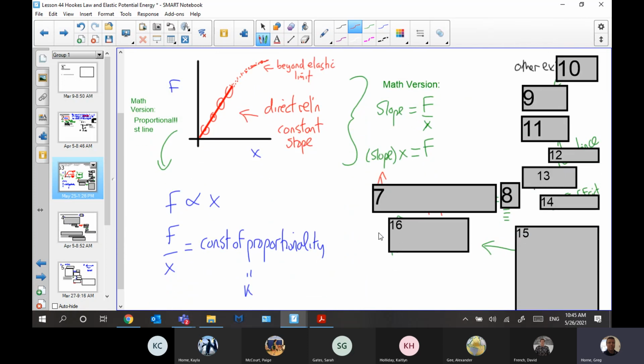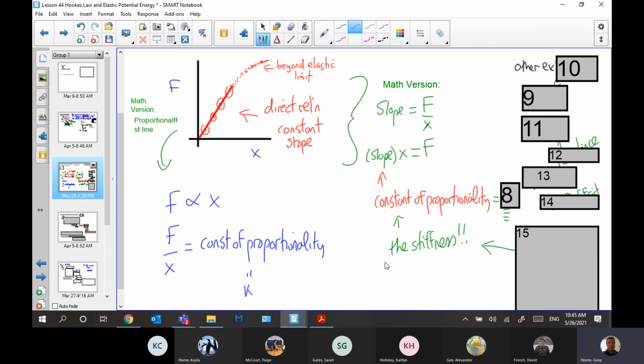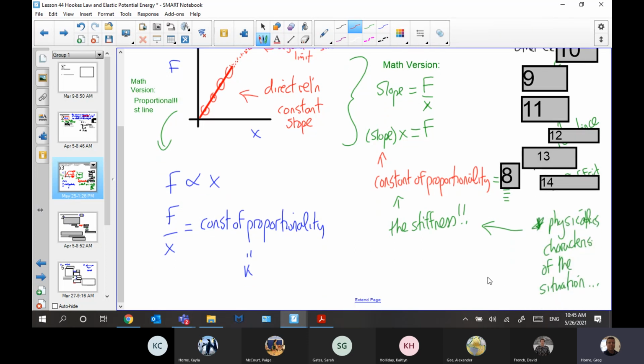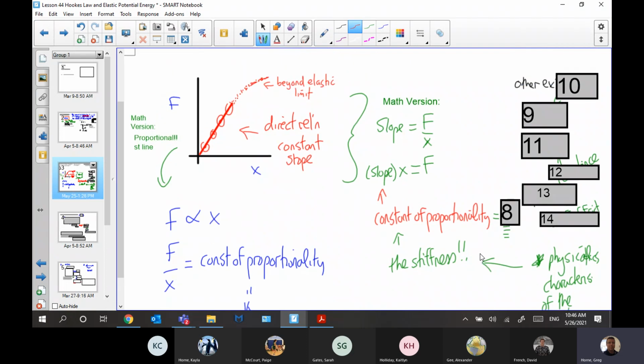So the idea of being proportional, like I've already written. That slope, of course, like I said on the other page, is your constant of proportionality. It's that physical property, right? The physical characteristic of the situation. I've said this multiple times as you guys have analyzed things. Constants of proportionality are always something about the physical characteristics of the situation you're looking at. So in this case, it's the stiffness of the spring, right?